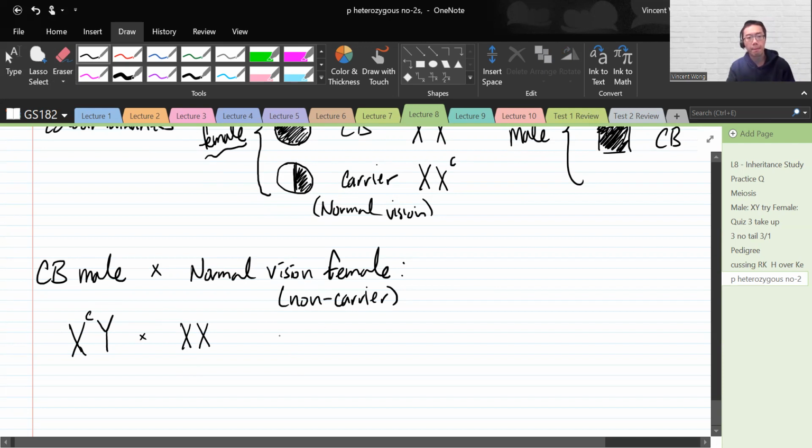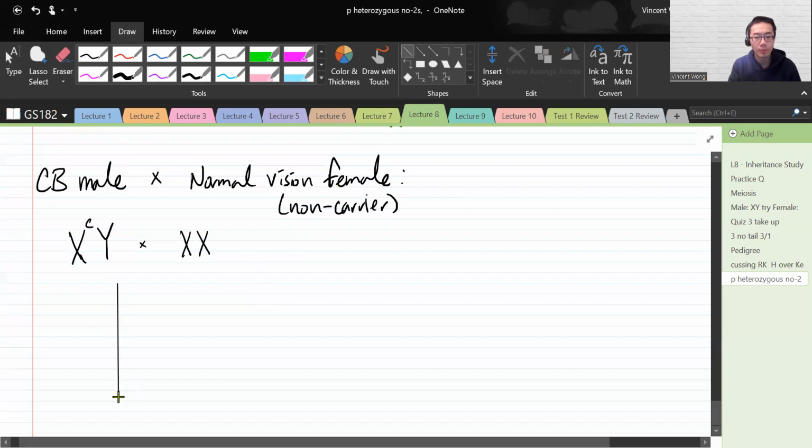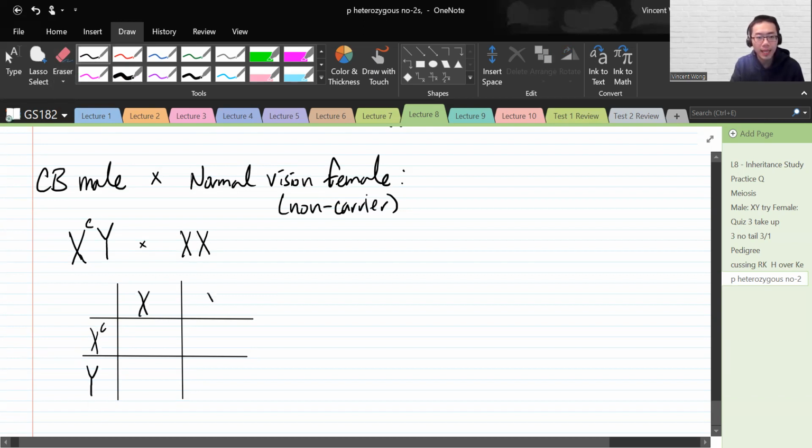So what's going to happen? Well, we're going to do our Punnett square. For the men, half the sperm will be XC, half of it will be Y. For the female, it will be X and X. If these two come together, we will have XXC. These two come together, we will have XXC as well. XY and XY.